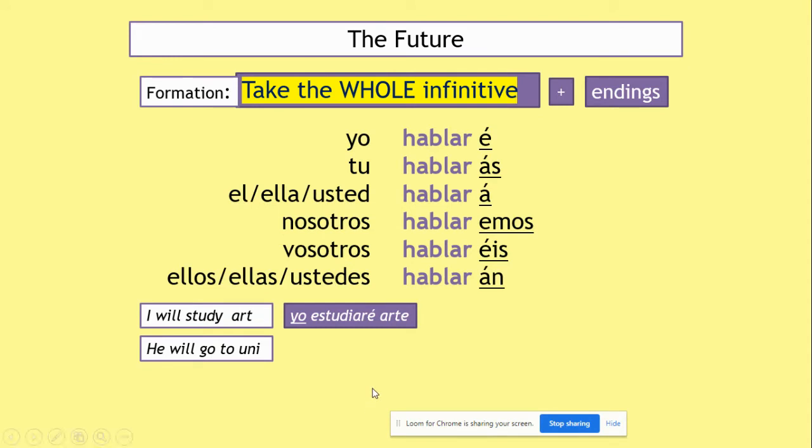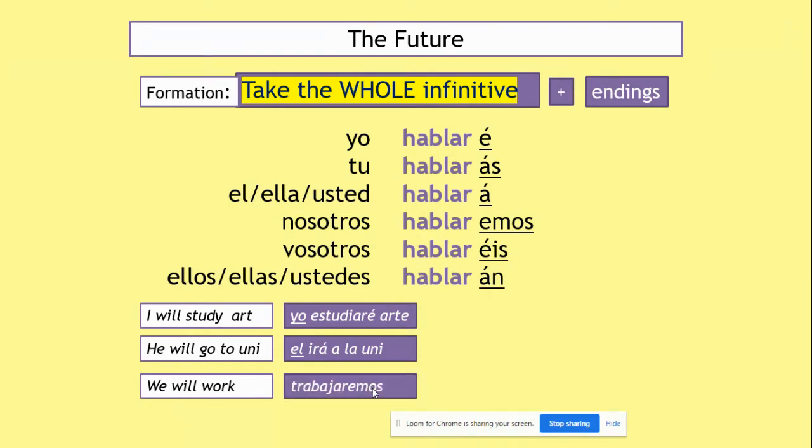Él irá a la uni. Okay, fantástico, muy bien. And then one last example, we will work. To work is trabajar. So if I want to say we will work, trabajaremos.